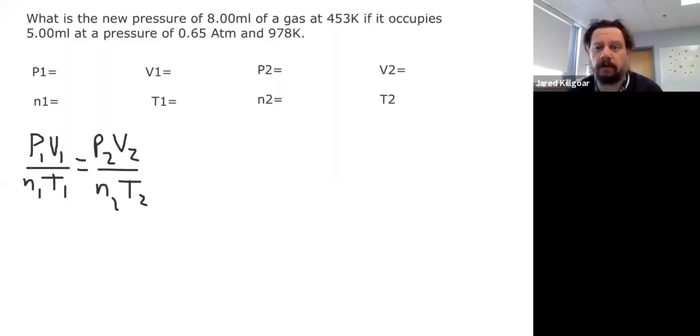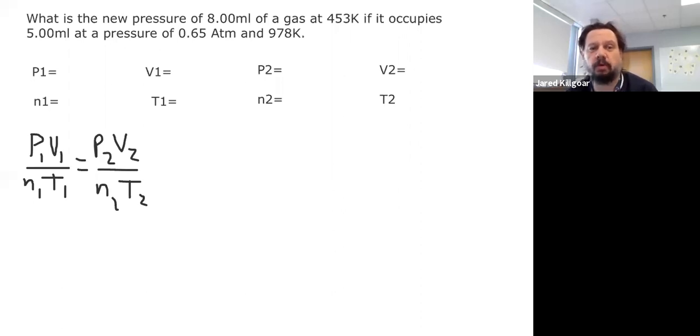So in this problem, guys, it's a combined gas law problem. I'm going to go through how to solve it given the information that we're given. First off, what is the new pressure of 8.00 milliliters of a gas at 453 Kelvin if it occupies 5.00 milliliters at a pressure of 0.65 atmospheres and 978 Kelvin?